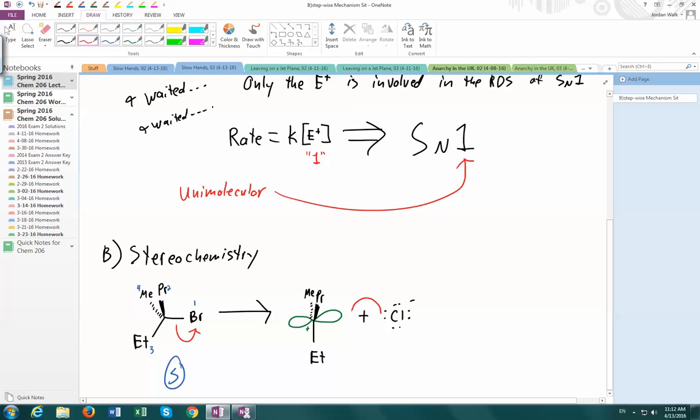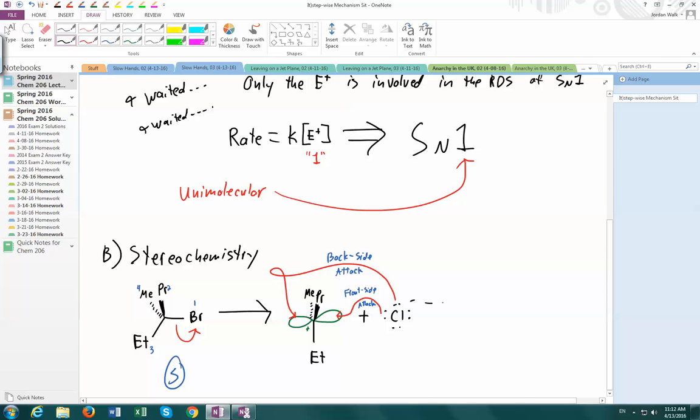All right, so first off, we could attack this p orbital, and so this would technically be a front side attack because that's where our bromine was. And then we have the other possibility where we can attack the other side, and so that's going to give us our backside attack.